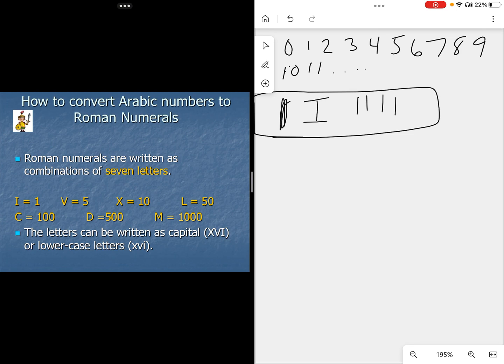and M 1000. Now, the letters should be written as capital letters unless there's a reason to use lowercase letters, like, for example, if you're note taking or if you want to denote that a number is a subset under another set.